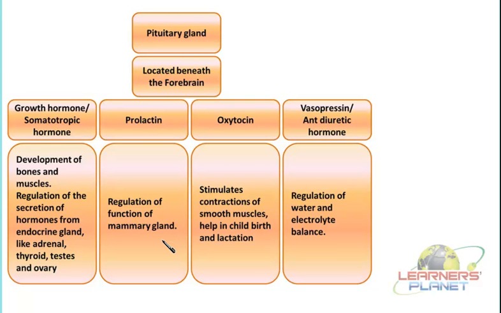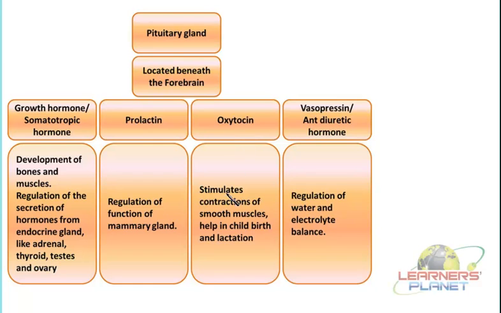So of course a normal range of prolactin at the right time is required, and that is under the control of the pituitary gland. The next type of hormone secreted is oxytocin. Now what is this oxytocin doing here?